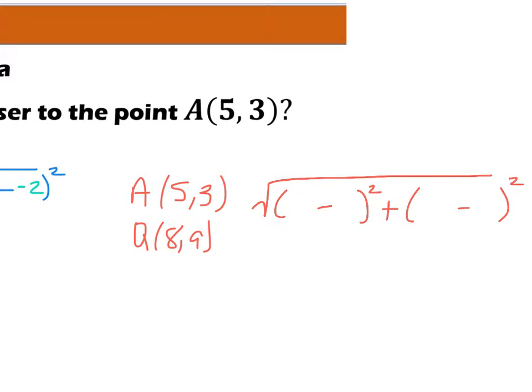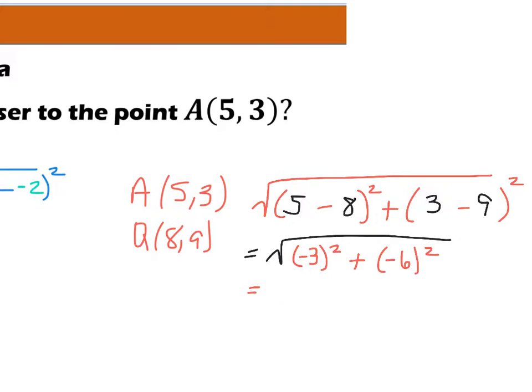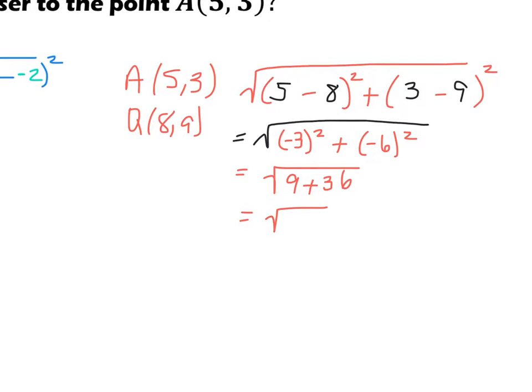So what are my x values, guys? 5 and 8. Doesn't matter where I put them. What are my y values? 9 and 3. 3 and 9, same thing. Okay, so let's simplify. What is 5 minus 8? Negative 3. Plus, what's 3 minus 9? Negative 6. What is negative 3 squared? Positive 9. What is negative 6 squared? 36. Okay. What is 9 plus 36? 45.